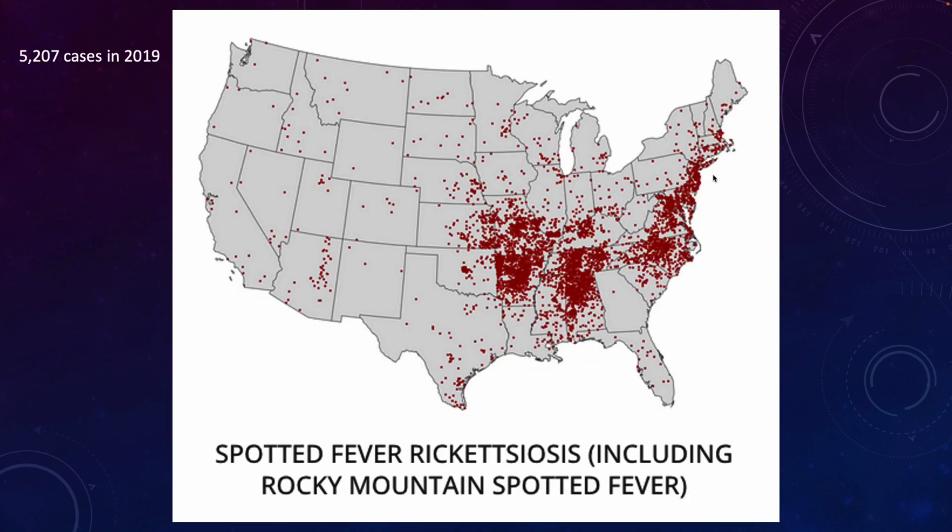In the US in 2019, all of the combined spotted fever rickettsial infections, which includes Rickettsialpox and Rocky Mountain spotted fever, there were just over 5,000 cases. And you can see the distribution here. It tends to be kind of clumped in the Southeast, a little bit in the Midwest, and then on the East Coast. And that's just because the ticks that transmit, especially Rocky Mountain spotted fever, are a little bit more common there.